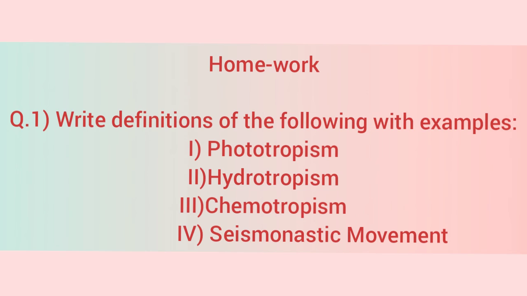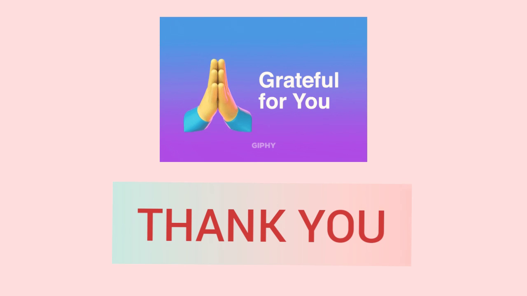The last part is about homework. The question is, write definitions of the following with examples. First one is phototropism, then hydrotropism, chemotropism and seismonastic movement. You have to write the definitions with examples.